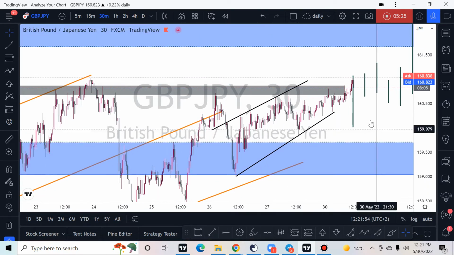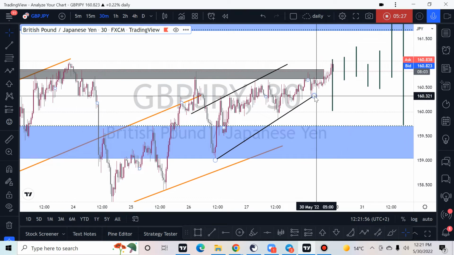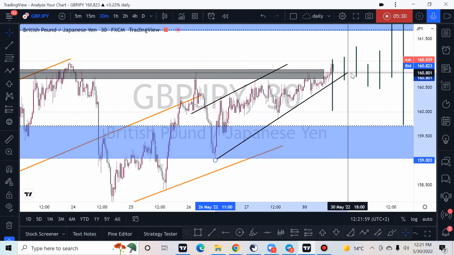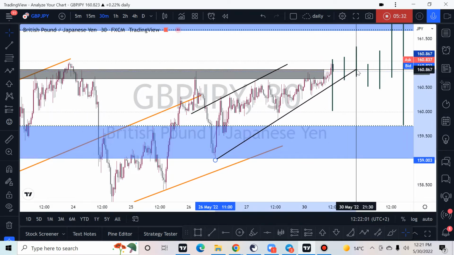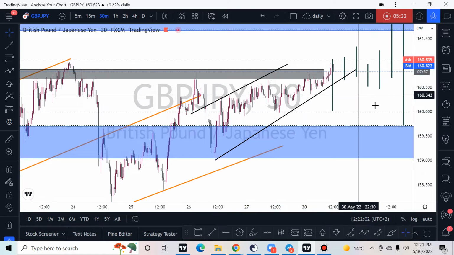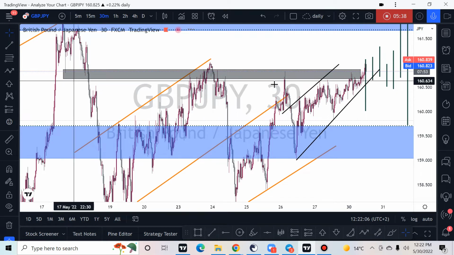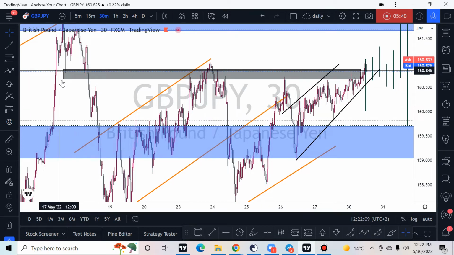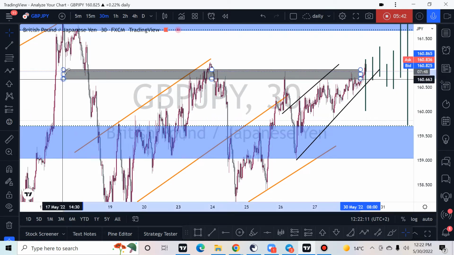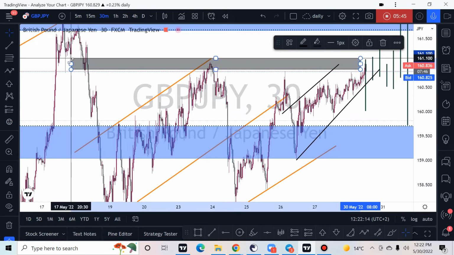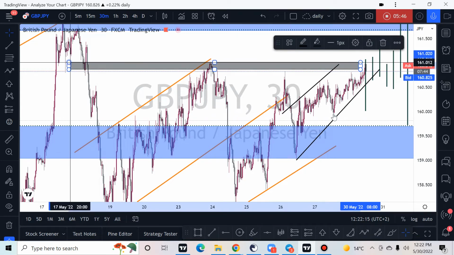On GBP JPY, we are still waiting for this current support to be broken. I'm extending it. I'm still waiting for it to be broken. But nonetheless, I'm happy because the market came to this area of confluence, where this zone is an important one that I was watching. So I was watching what's going to happen once the market reaches this level.